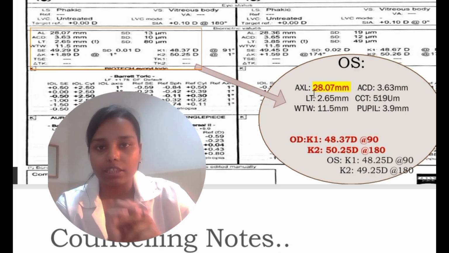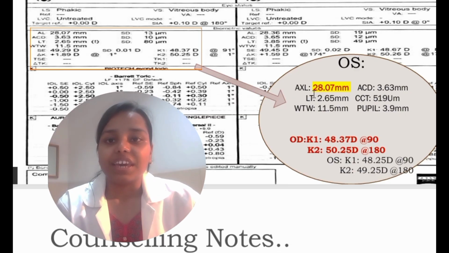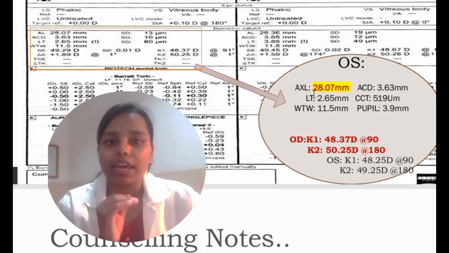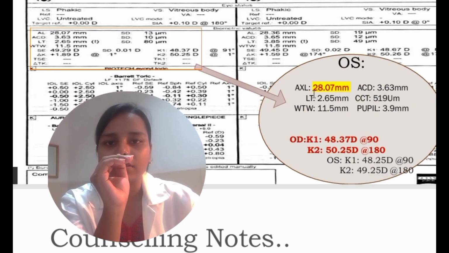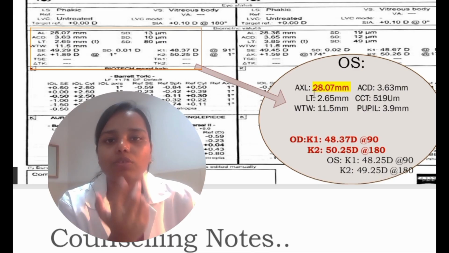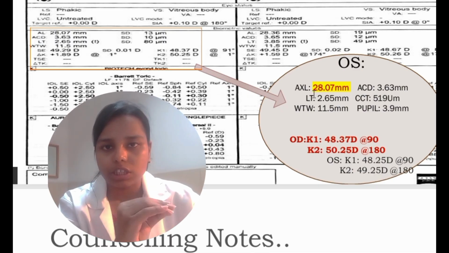And here comes another important thing: you see here the K reading. The K reading is coming 48.37 and 50.25, right? So as we all know, if the K value is steep, if the cornea is steep, what will it be doing? Steep means the shape is like this, like a convex lens. And what do we all know about a convex lens? It converges the light rays.